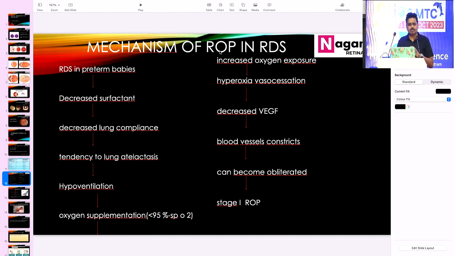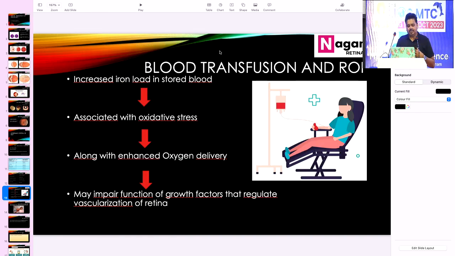As we know, in the mechanism of ROP in RDS, there is lung atelectasis, there is decreased lung compliance, and the baby goes into hypoventilation. To compensate for it, we give the baby external oxygen supply, there is hyperventilation, then cessation of vascularity, and then ROP develops. Blood transfusion is now considered the second most significant factor for ROP.